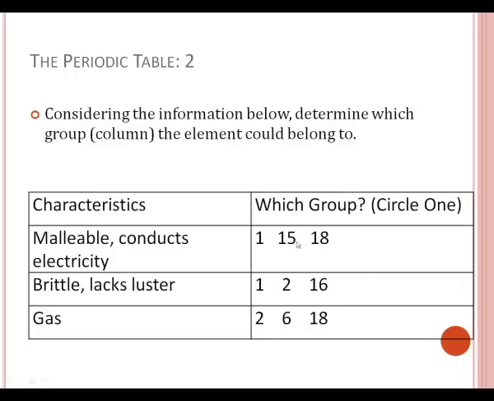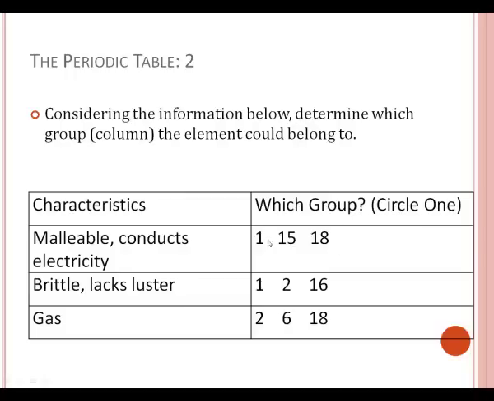Question 2 asks you to consider the information below to figure out which group, those are the columns, the element would belong to. So if we look at the first set of options here, we have malleable and conducts electricity. That sounds like a metal to me. So if I look at my periodic table of elements, if I look at column 18 all the way at the end, that's going to be noble gases. Now, those aren't malleable because they aren't solid.